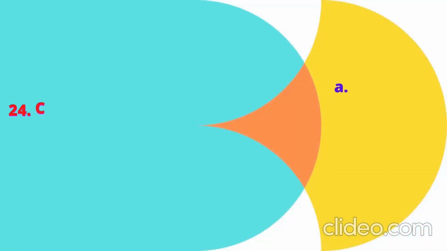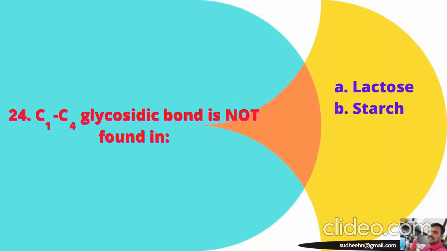And the next question is question number 24. The C1-C4 glycosidic bond is not found in option A, lactose, option B, starch, option C, maltose, and option D, that is sucrose.